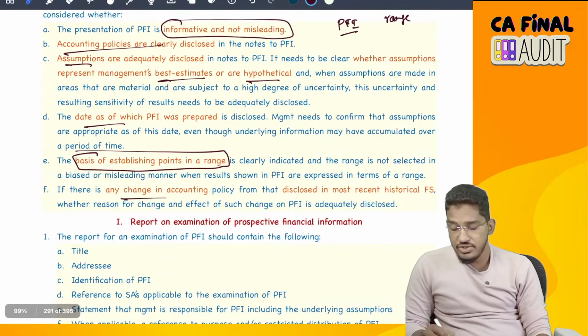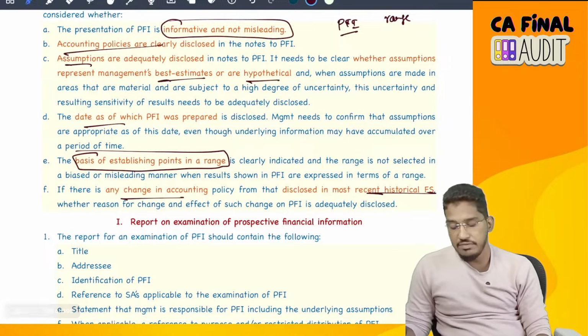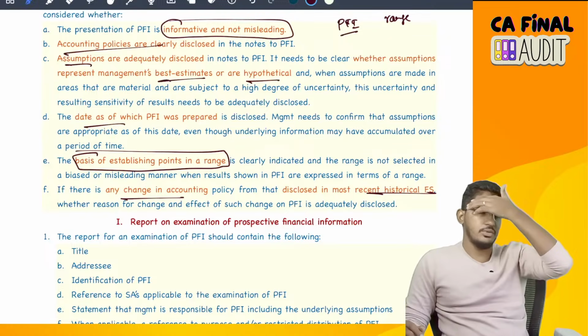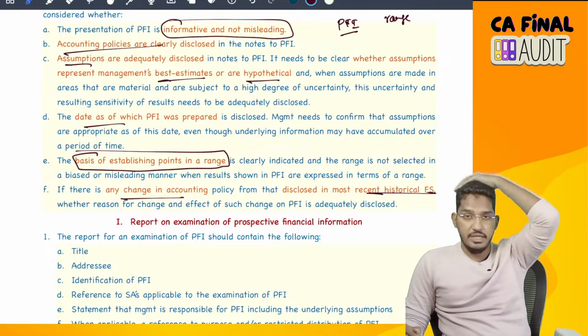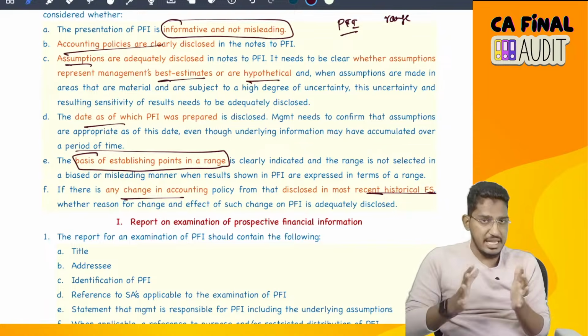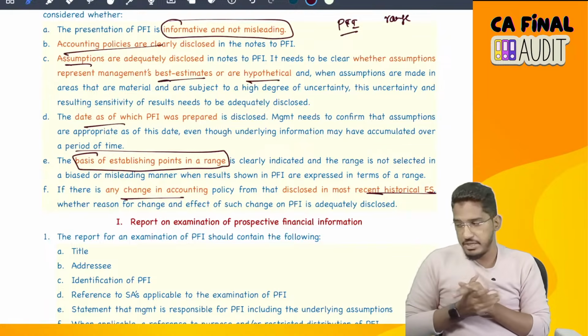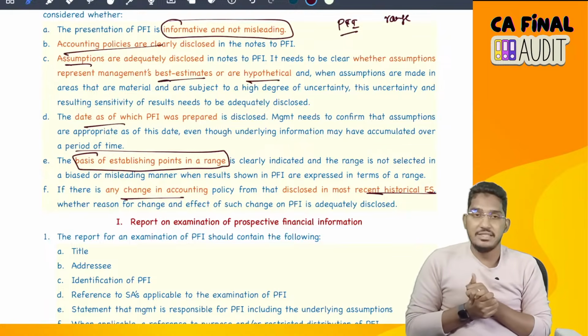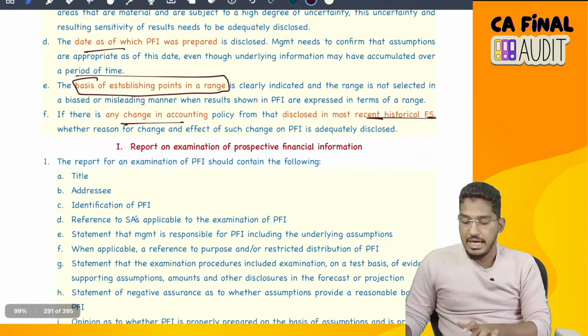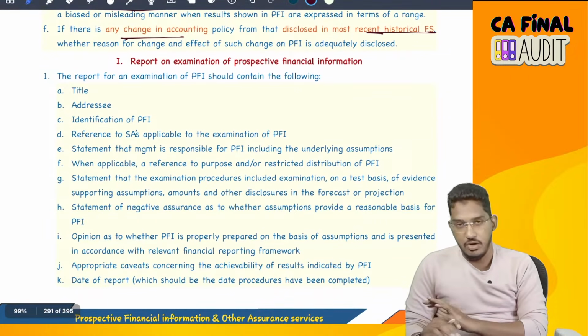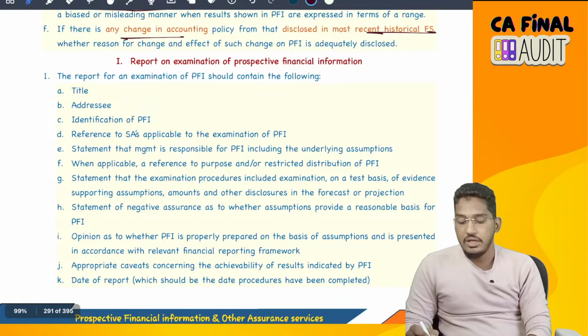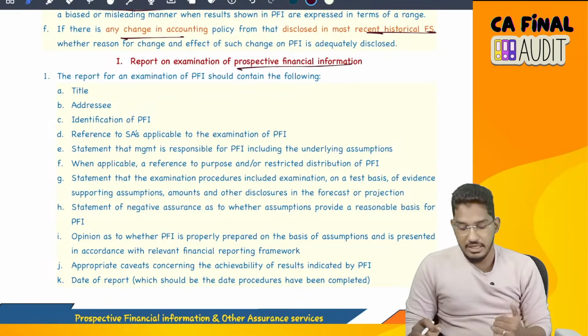Next, if there is any change in accounting policy from the recent historical financial information, why they have changed it. As I have told, whatever accounting policies are reflected in the recent financial statements, the same accounting policies should be followed even in the preparation of prospective financial information. If there is any change, I need to understand why that change has taken place. And then finally, after you have completed all your engagement procedures, now you need to give your report. What should be the content of the report?